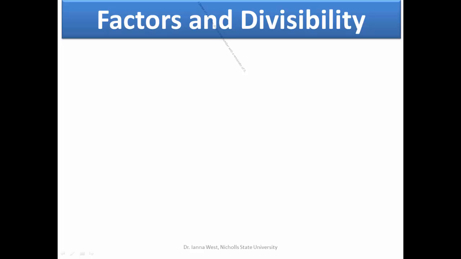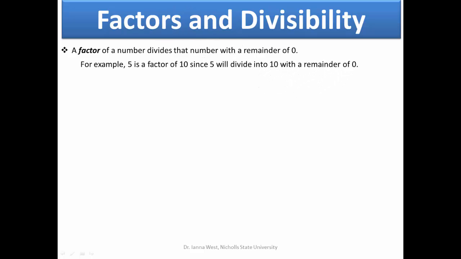A factor of a number divides that number with a remainder of 0. For example, 5 is a factor of 10 since 5 will divide into 10 with a remainder of 0. Another way of stating that 5 is a factor of 10 is to say that 10 is divisible by 5. 5 divides into 10 2 times. That means 2 is also a factor of 10. Another way to state this is to say that 5 will divide into 10 evenly 2 times.